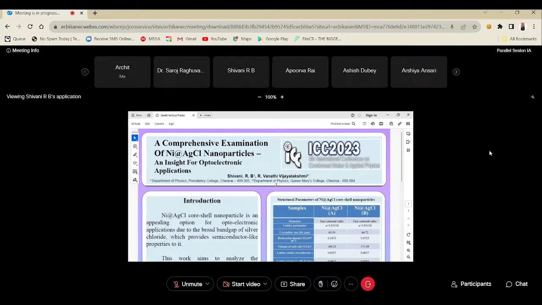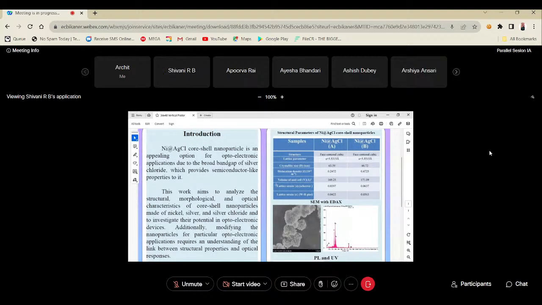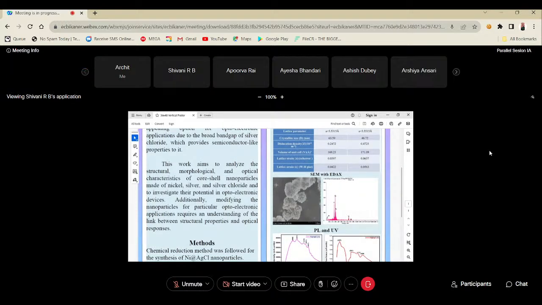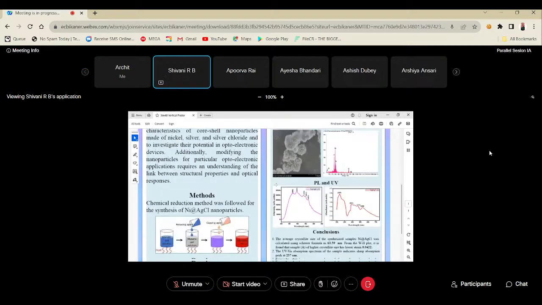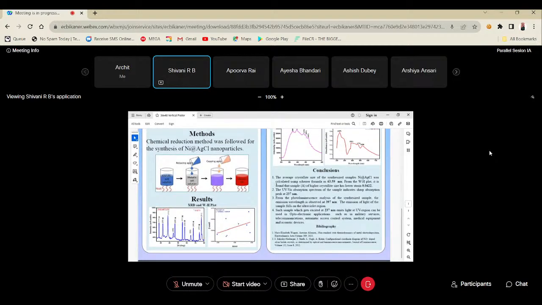Good afternoon to everyone. Thank you for giving me an opportunity to present my work today in the form of a poster. My work is titled Comprehensive Examination of Ni at AgCl Nanoparticles, an Insight for Optoelectronic Applications. In this study, chemical reduction approach was used to successfully manufacture Ni at AgCl core shell nanoparticles with molar ratios of 1:1 and 4:1. The crystalline nature and face-centered cubic structure of these materials were confirmed by XRD investigation.